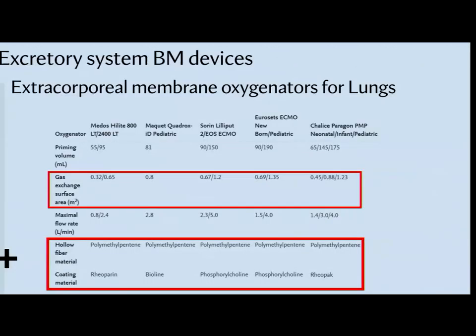Now, back to one of the markers I mentioned: gas exchange surface area. The best that Maquet can do, which is one of the best oxygenators on the market, is only about 0.8 square meters. They've made recent advances to get it to about 2 to 3. You see all the other competitors also in the same range, about 1.2, 0.7 square meters. Okay? How large of a surface area do you think our lungs have?